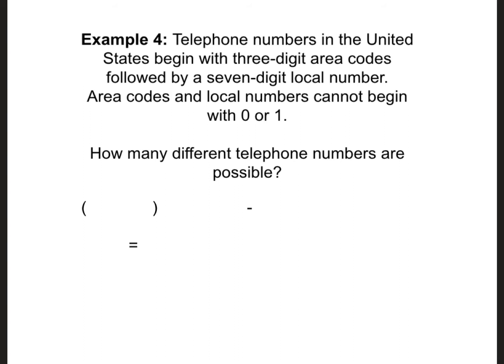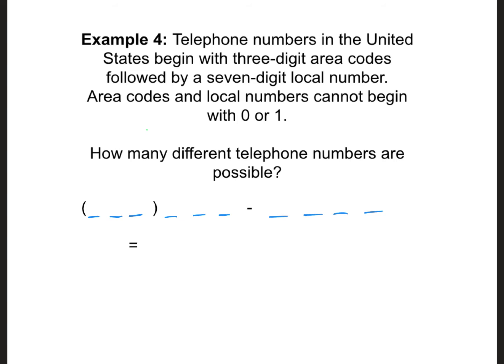So to do this, I sort of set up a blank template for a telephone number. So telephone numbers have a 3-digit area code and then a 7-digit number. 1, 2, 3, dash, 1, 2, 3, 4 to get our 7 digits. Now we're choosing a digit for each of these spots. Maybe your number starts with a 7 or a 4 or a 5 or whatever.